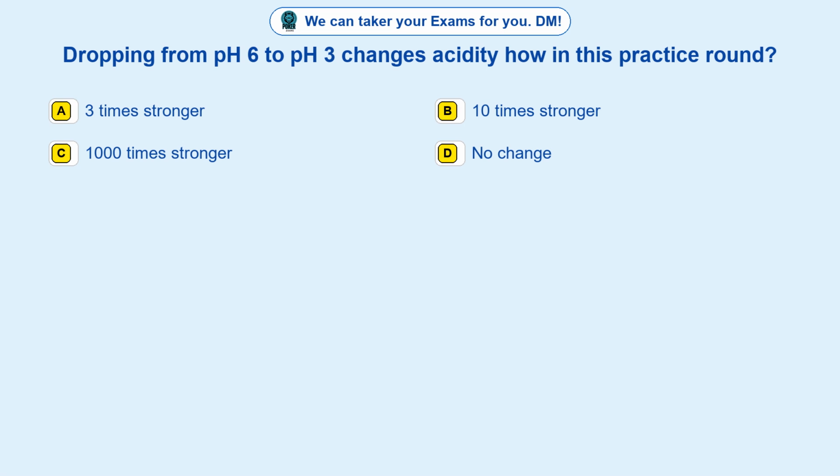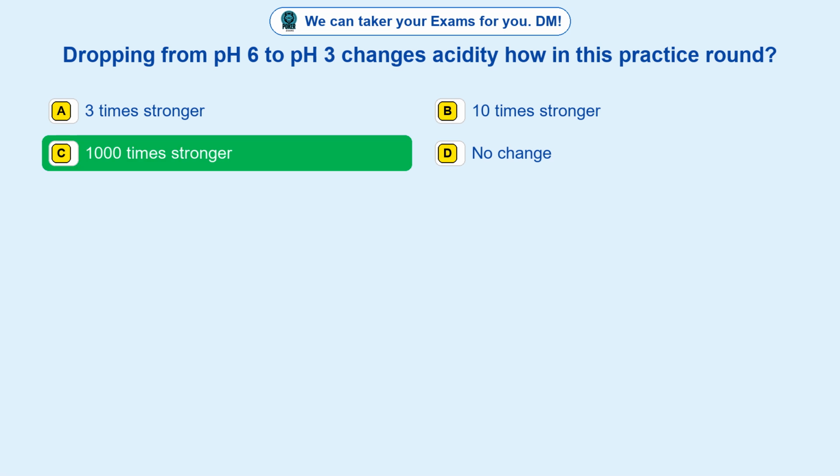Question 53. Dropping from pH 6 to pH 3 changes acidity how in this practice round? Option A, 3 times stronger. Option B, 10 times stronger. Option C, 1000 times stronger. Option D, no change. The correct answer is option C.